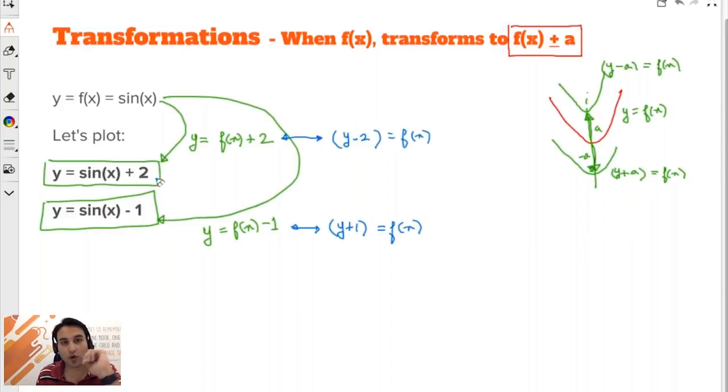Here the graph will go up by 2. Take out the entire graph and move it up by 2. Here, take out the entire graph and move it entirely down by 1. Alright.